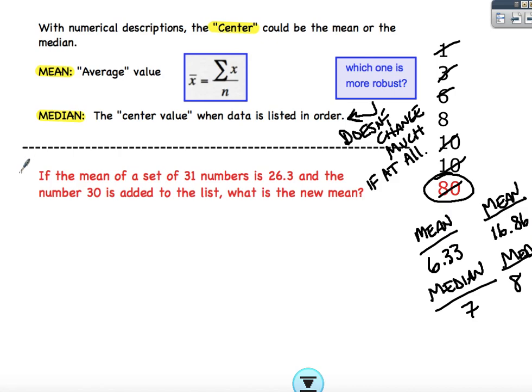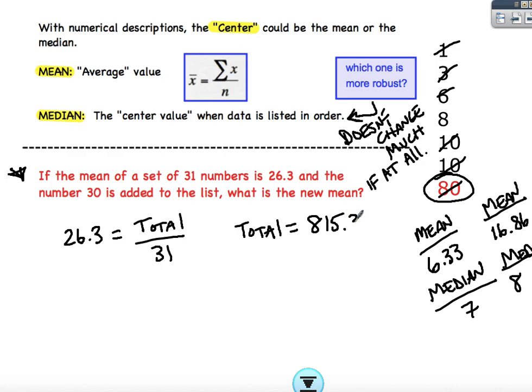Let's answer this question right here. Let's say we have a mean of 31 numbers, and I know that that mean is 26.3. So I know that 26.3 would be equal to the total divided by those 31 numbers. I could solve for that total because I don't know what that would equal. So I could multiply 31 times 26.3 and I would get 815.3. So now it's saying, well, what if I add 30 to the list? What's the new mean going to be?